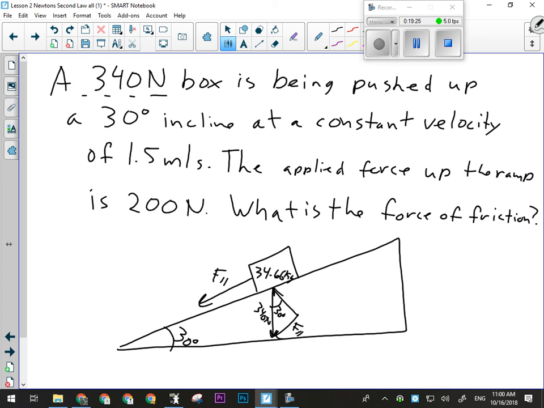They told us that there's an applied force up the ramp of 200 newtons, and we're looking for the force of friction. It says the box is being pushed up the ramp, so it is moving up the ramp, which means friction's acting down the ramp. Now I've identified my important forces. Can I calculate F parallel right now? Because I need it. How do I do it?